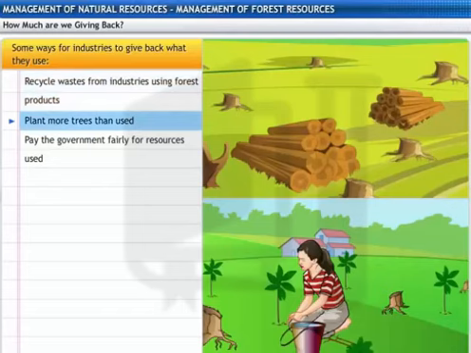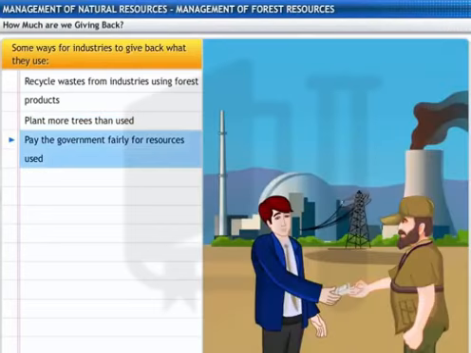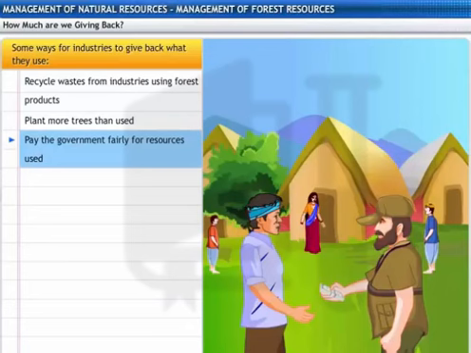The government has made it a rule that all industries that use raw materials from a forest must have the responsibility to plant more trees than they chop. Industries must pay the government fairly for these resources, so that the money can be used for development work and for the benefit of the local people.